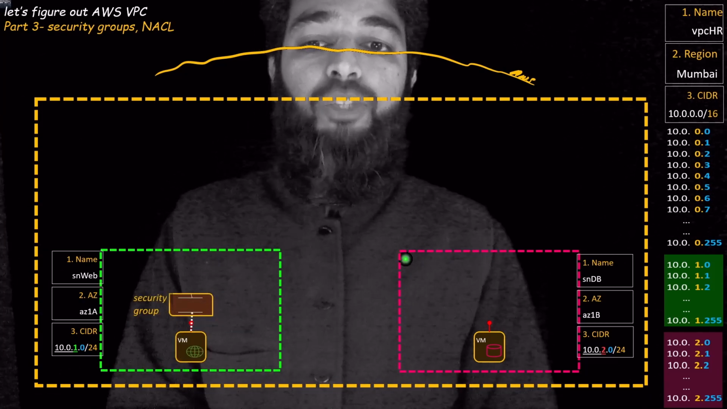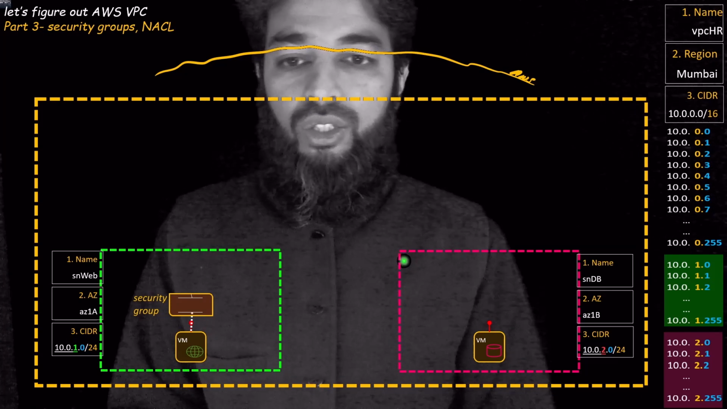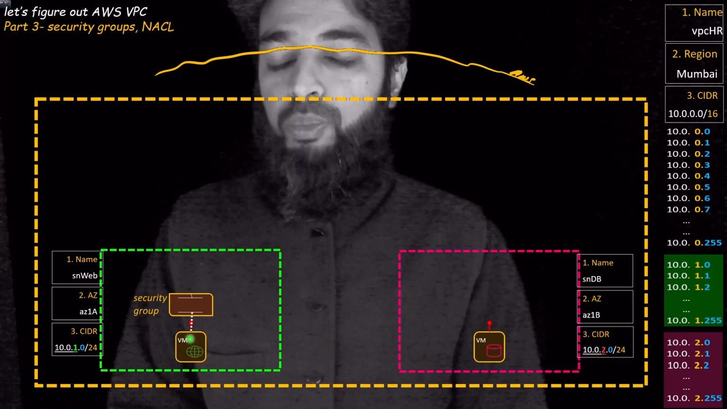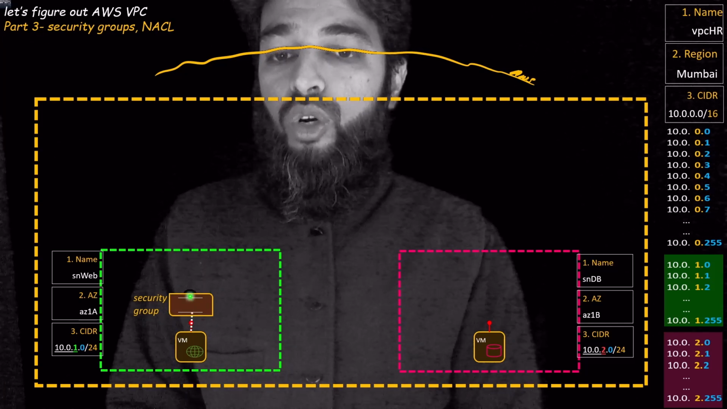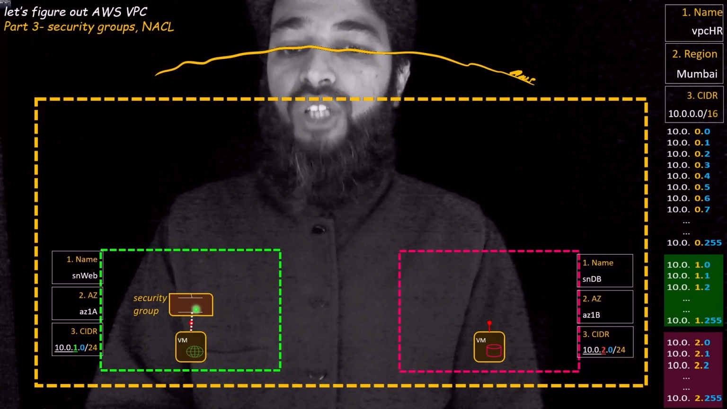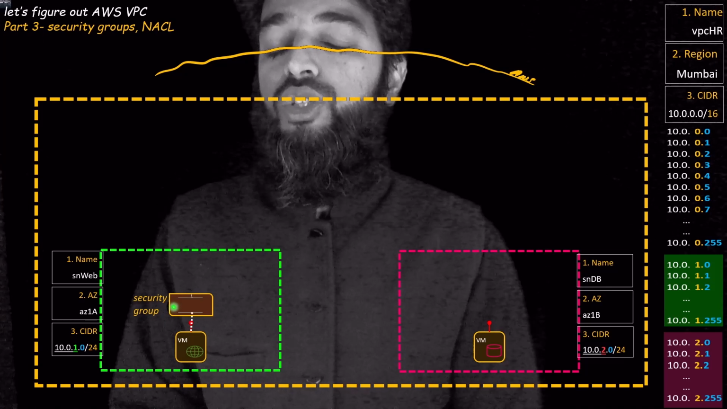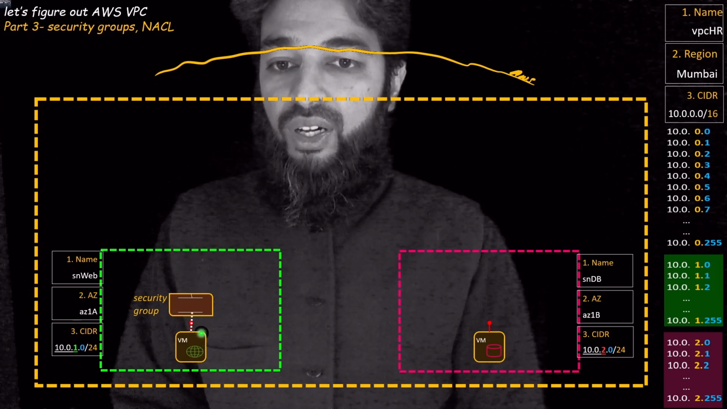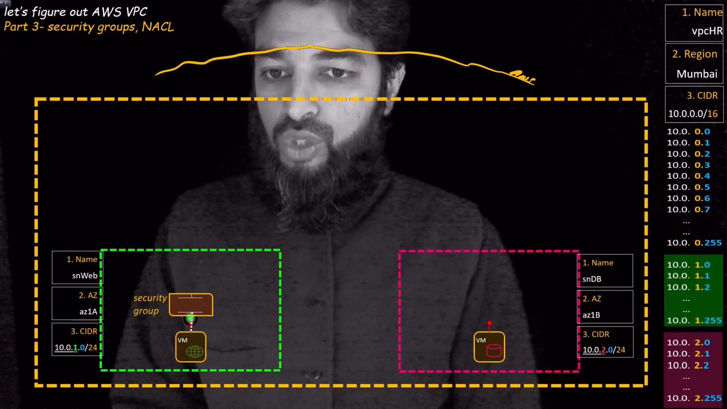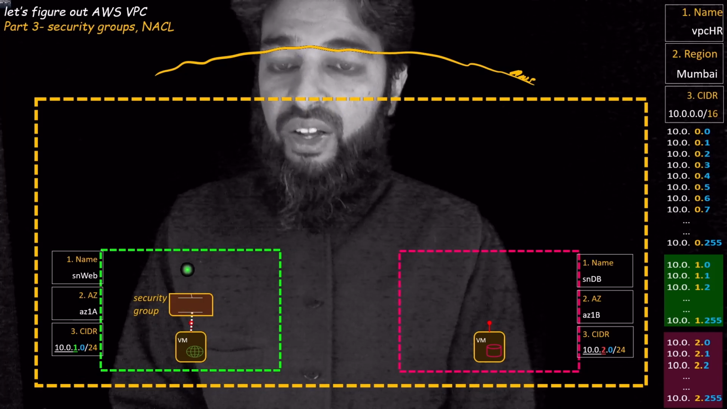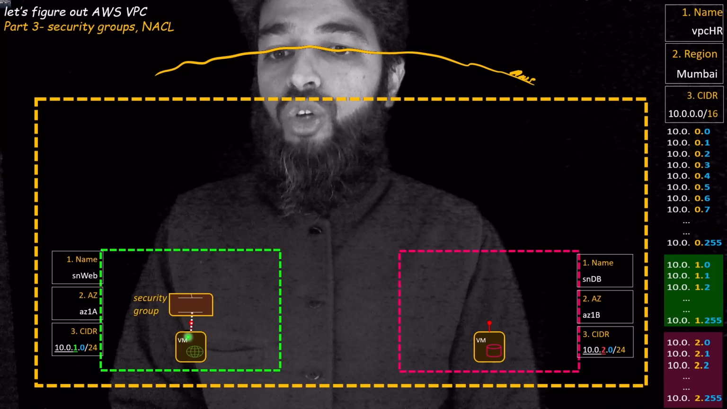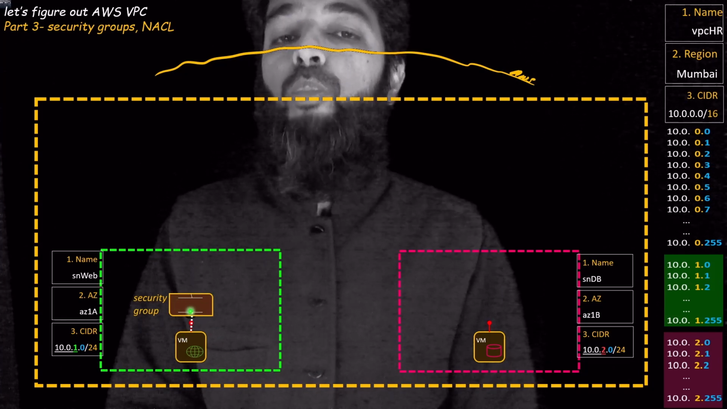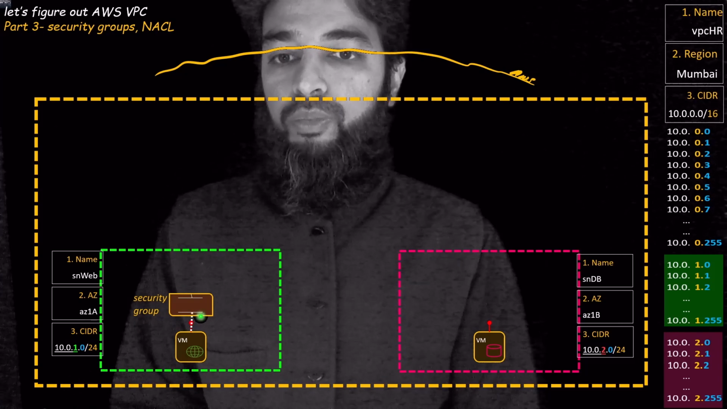Would your traffic just pass through? The answer is no. Once your traffic leaves your web server, there is one more component just outside your web server, which is called a security group. Every traffic leaving your virtual machines or any traffic that enters your virtual machine first goes through this security component called a security group.